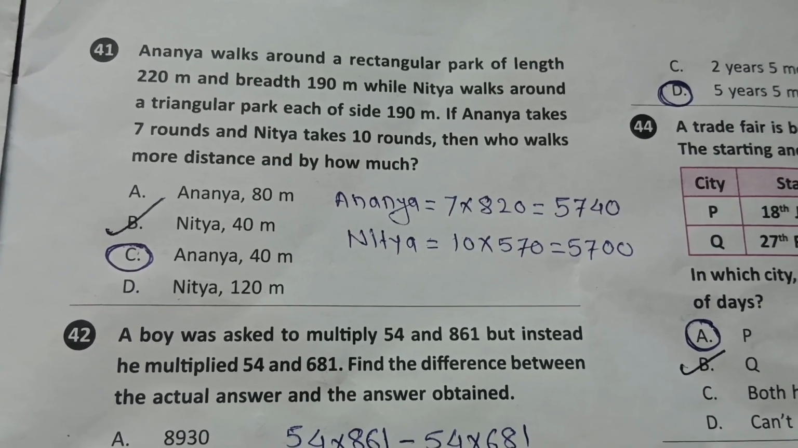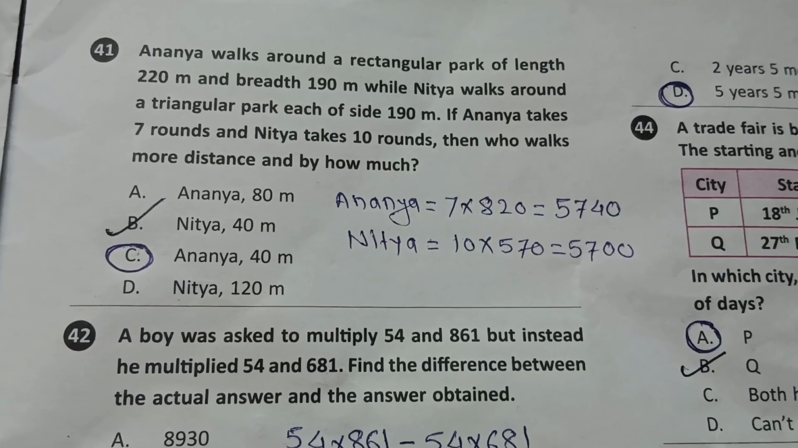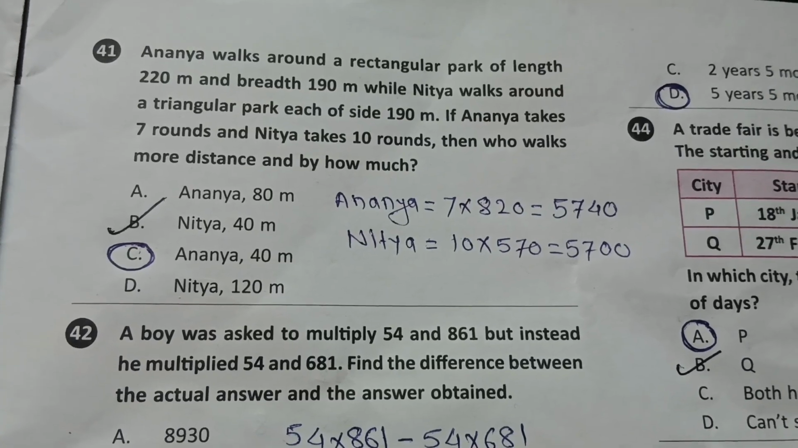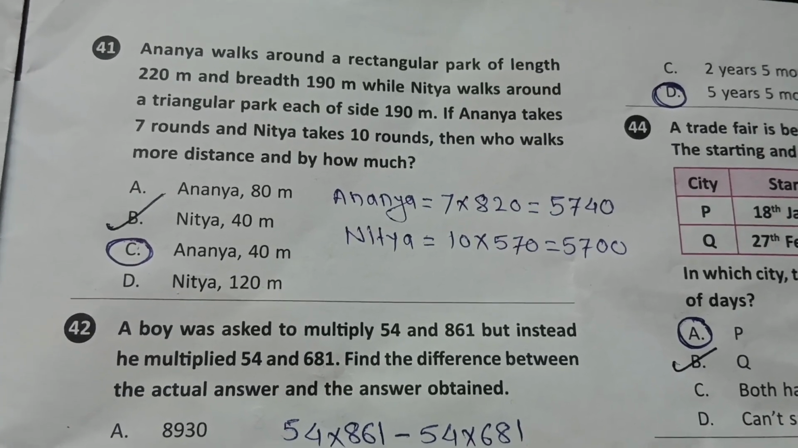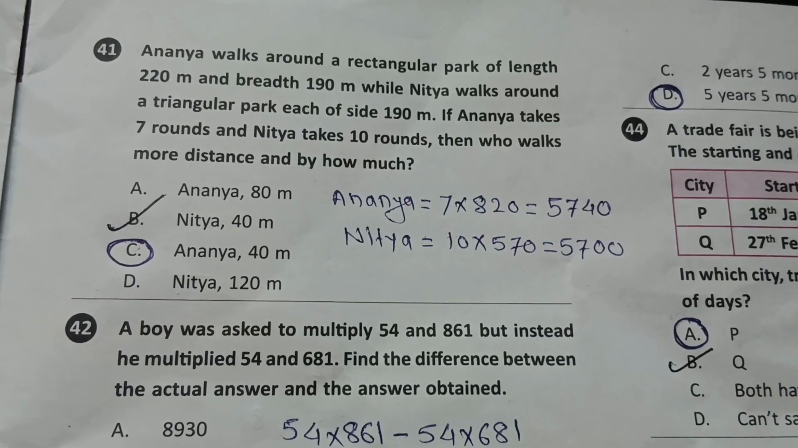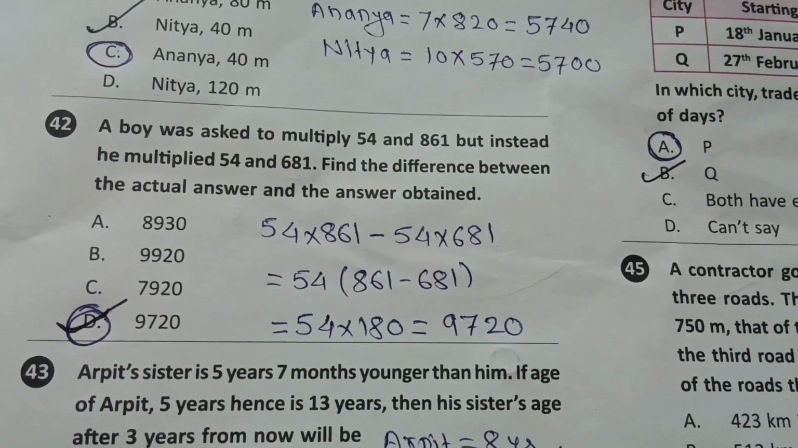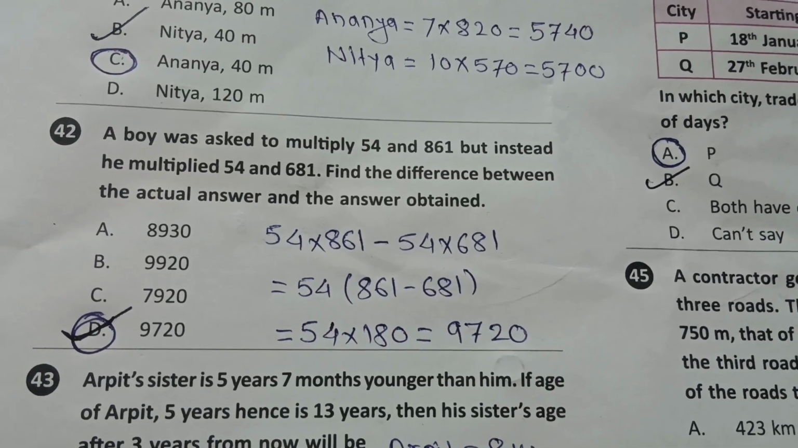And for Nitya, we have to find the perimeter of an equilateral triangle having side 190, it's 570, and 10 rounds, so multiplied by 10 we get 5700. So Anaya walks more, and it's 40 meter more. Option C.